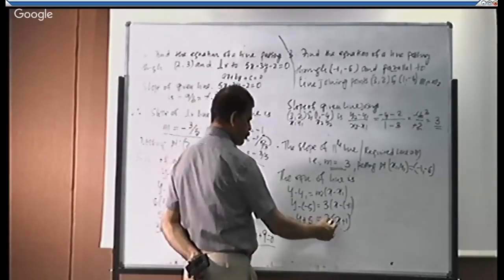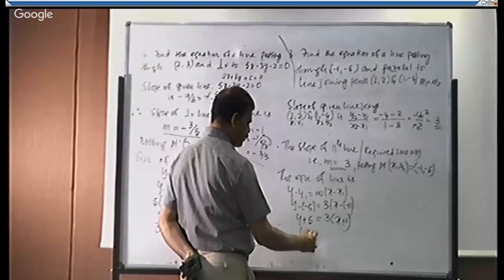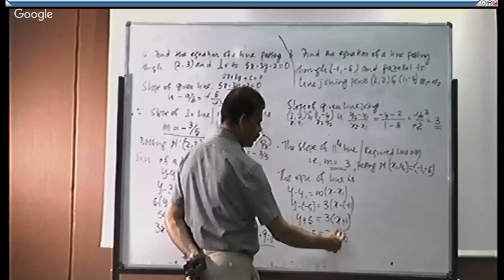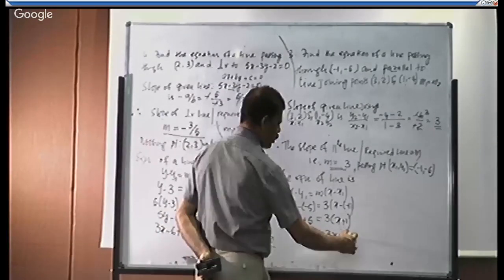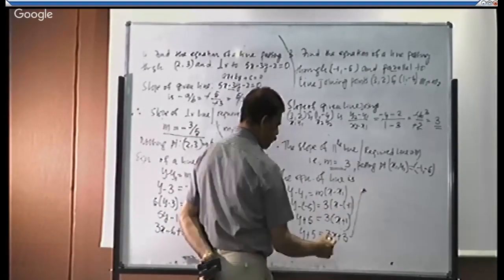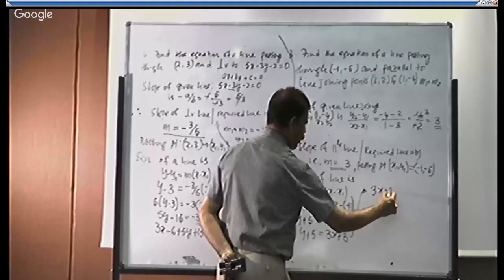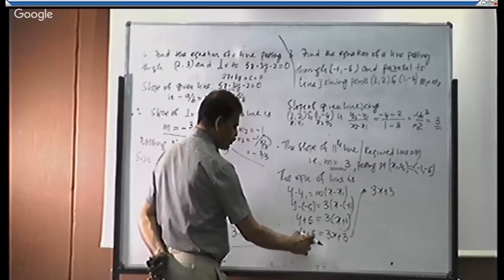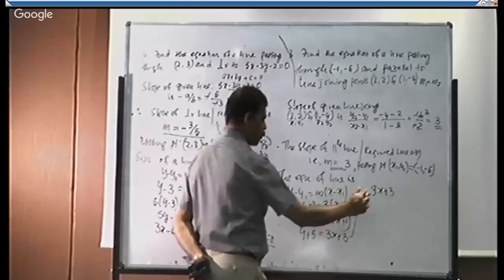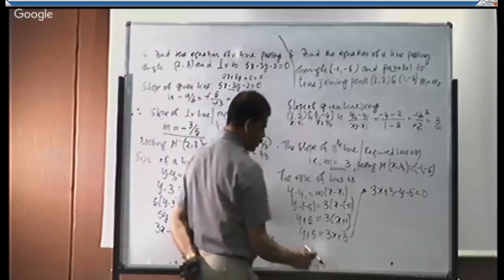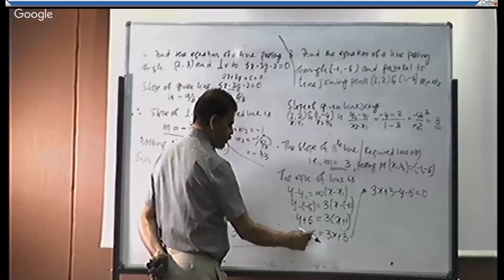Now remove this bracket. y + 5 is equal to 3x + 3 into 1 is 3. Or write the final answer: 3x + 3. Transfer these two values to the other side. Minus y minus 5 is equal to 0. Correct? Plus y plus 5.